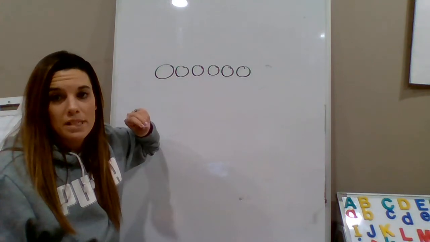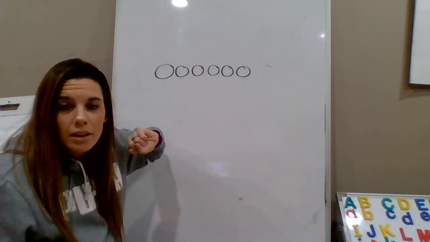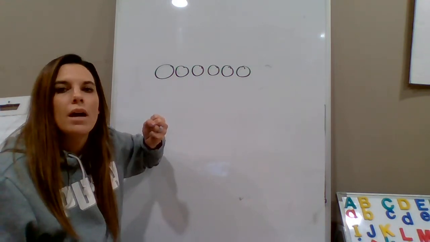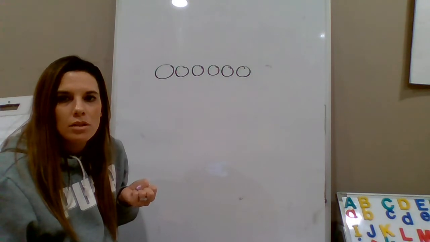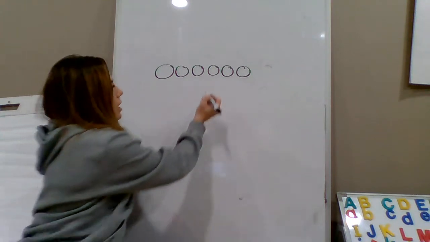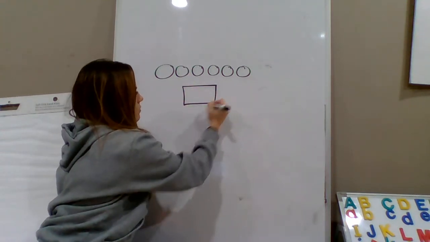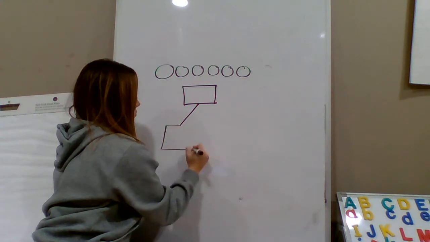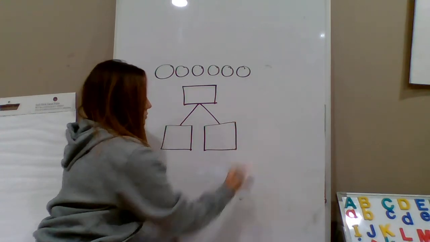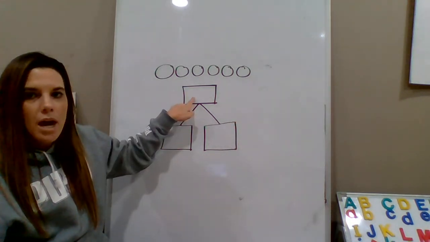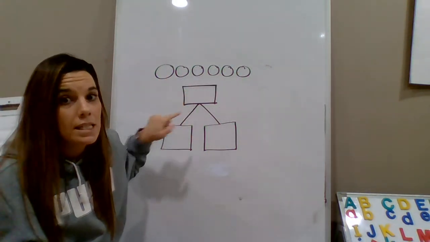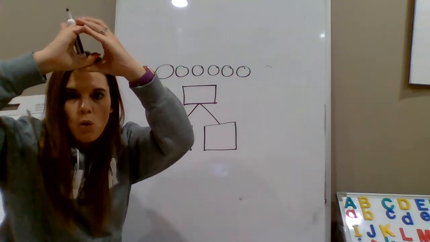6 lollipops. My dog ate 2 of them. How many lollipops do I have now? Let's use a number bond. Okay, so whole, part. How many lollipops do I have altogether? 1, 2, 3, 4, 5, 6. I have 6. That's my total number. That is my whole number.